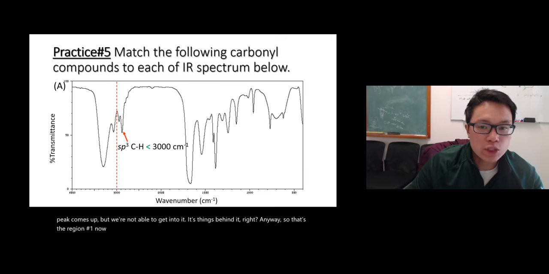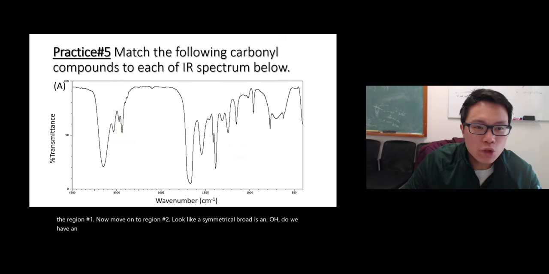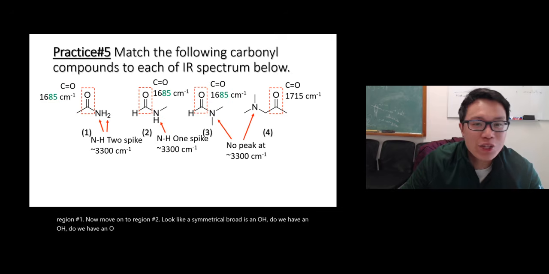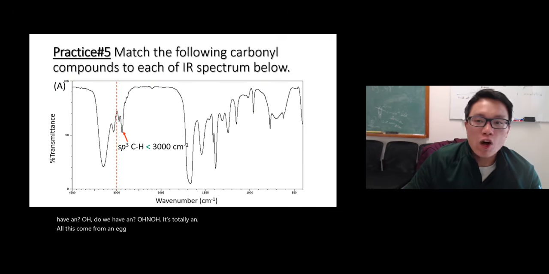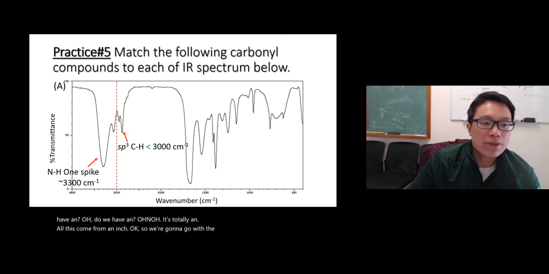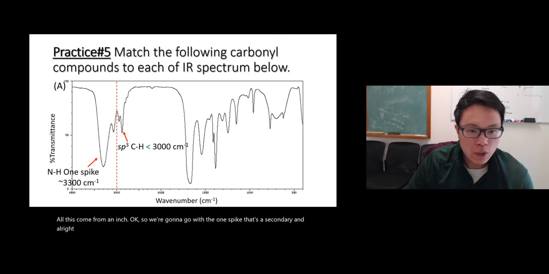Now move on to region number 2. Looks like a symmetrical broad peak, is that an OH? Do we have an OH? No, there's no OH. It's totally all coming from NH. Okay, so we're going to go with the one spike. That's a secondary amine. All right, now that's region number 2.